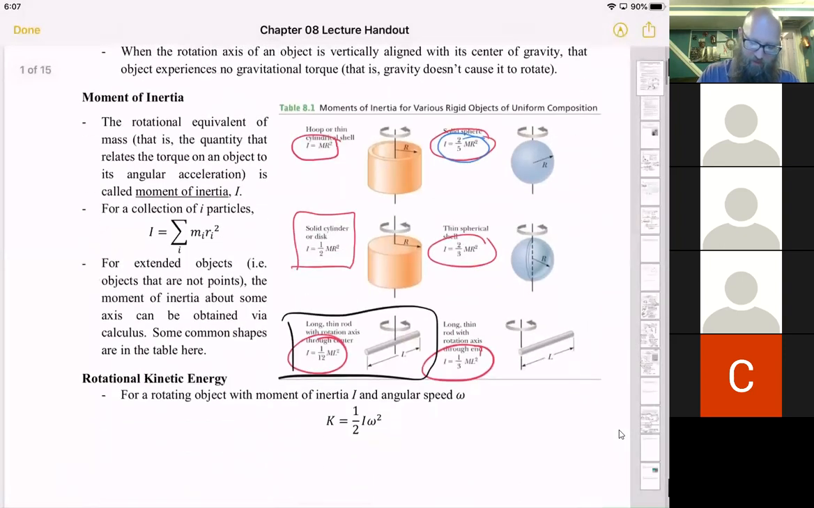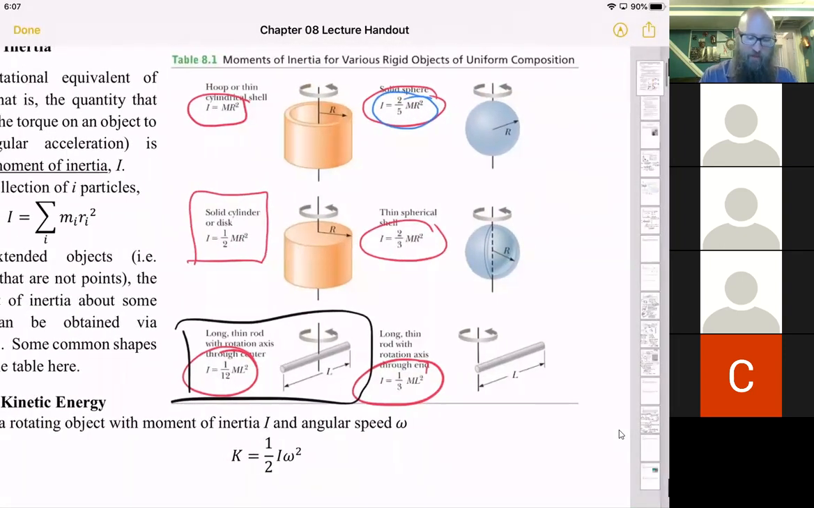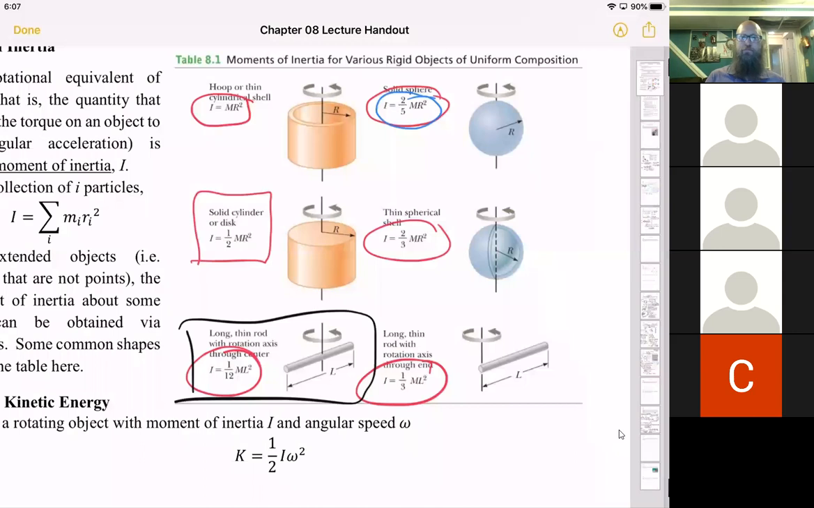So clearly I've come to this a couple different times while recording the pre-lecture videos. We have an expression for this for lots of different objects. The one we use most often is half mr squared for a disk or a cylinder. Maybe the second most often is a long thin rod through its center. And this is not an exhaustive list. You could calculate this for all sorts of things.